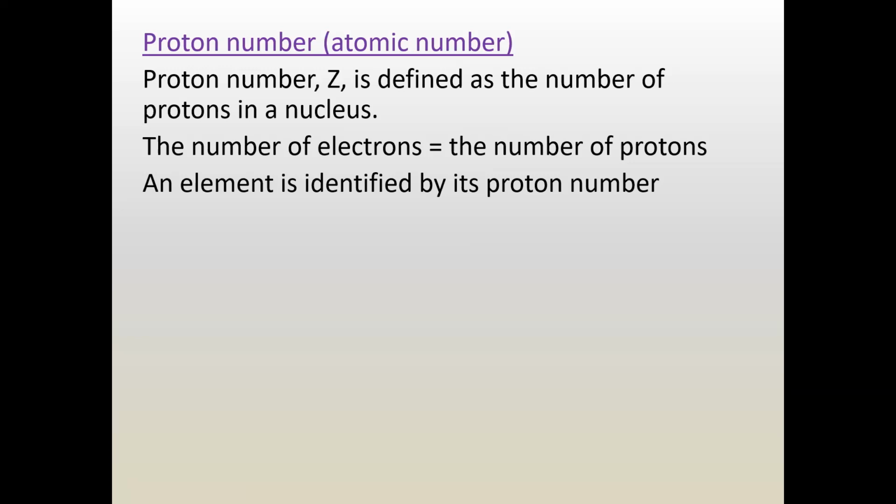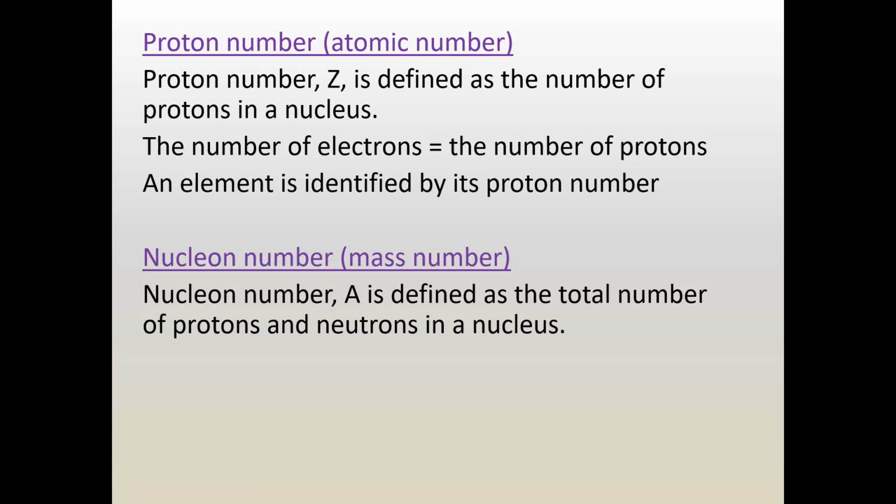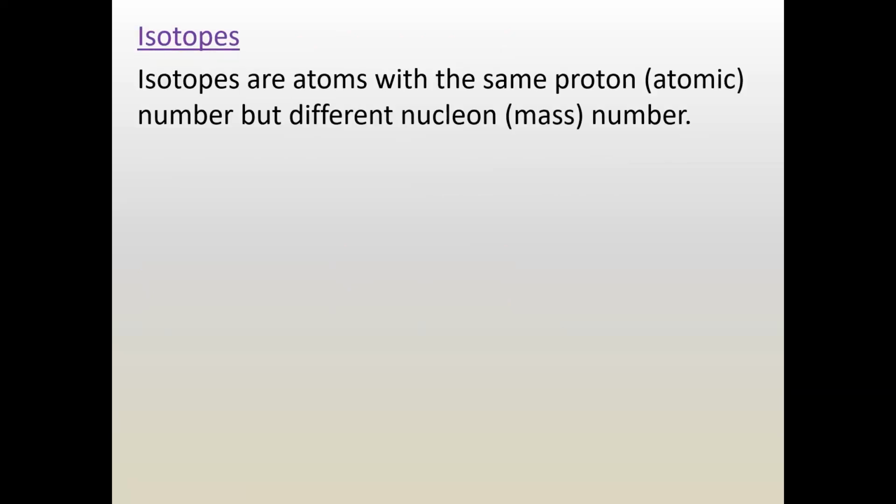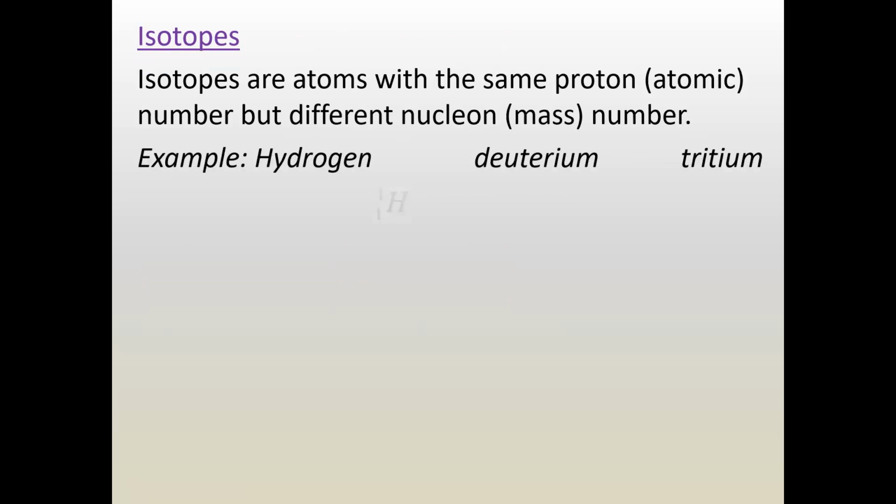To identify the element, we always use the proton number, whereas the nucleon number, or mass number, is the sum of neutrons and protons inside the nucleus of an atom. Then what are isotopes? Isotopes are atoms with the same proton number, or atomic number, but different nucleon number. For example, hydrogen has 3 isotopes: hydrogen 1 1, hydrogen 2 1, and hydrogen 3 1.